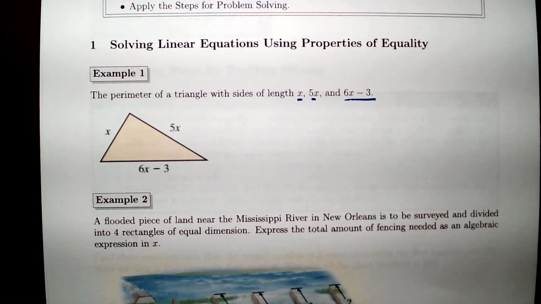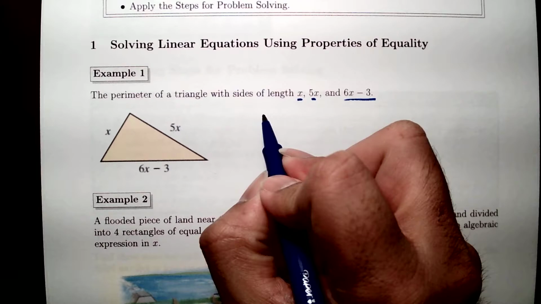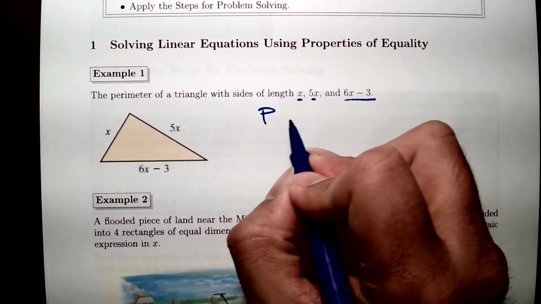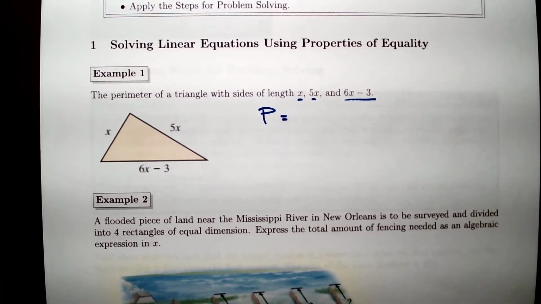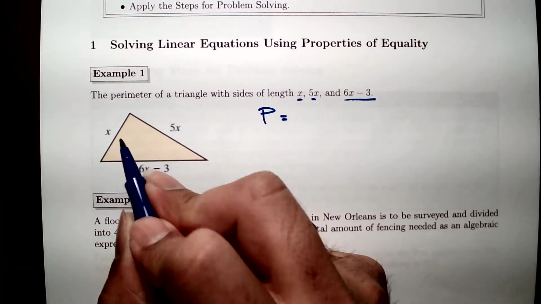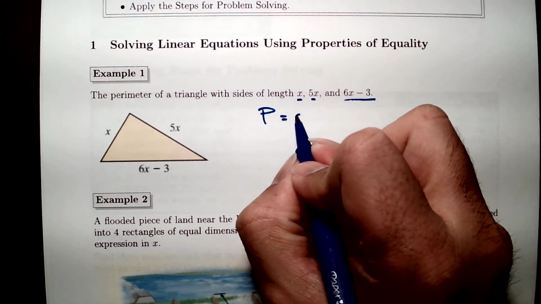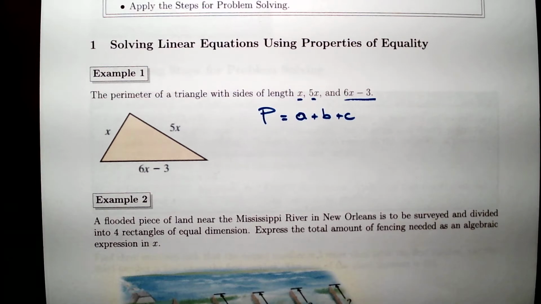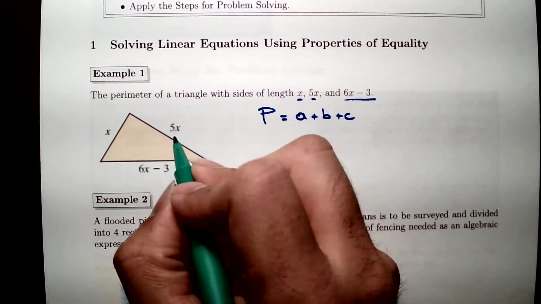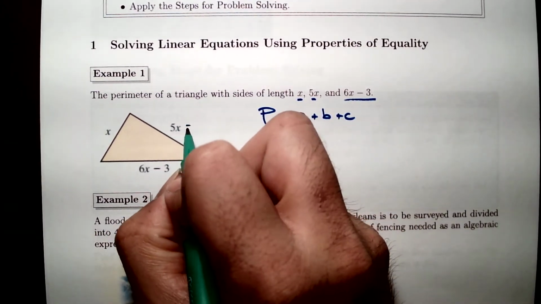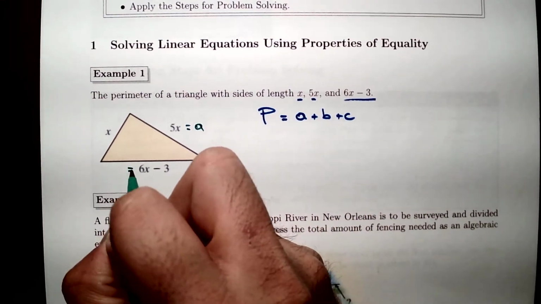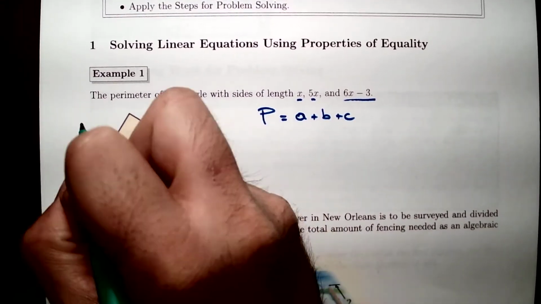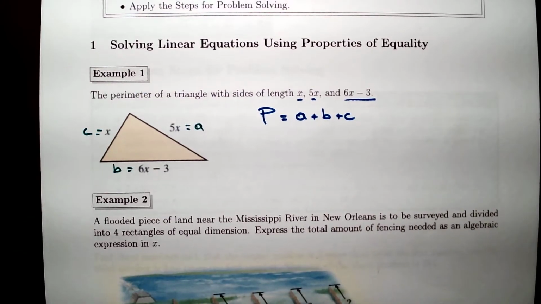So first of all, before finding any perimeter, let's write down the formula to find the perimeter of a triangle. A triangle has three sides. We can label the sides as A, B, and C. Regardless of the order, for example, this 5x could be our A, this 6x minus 3 could be the B, and this x could be the C.